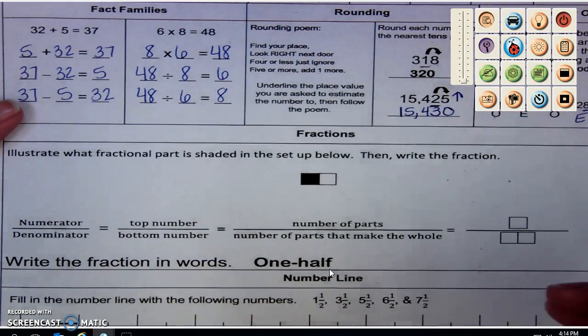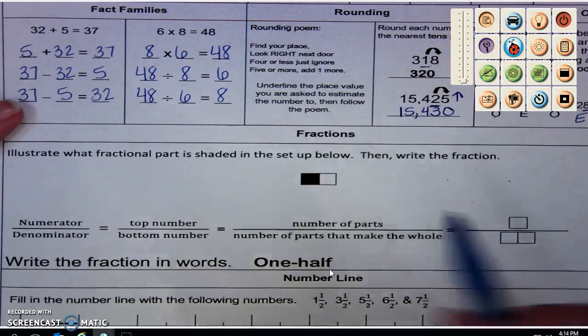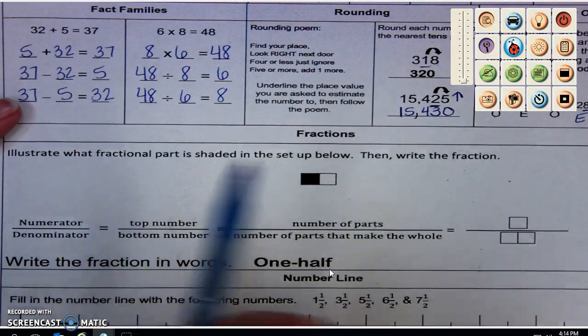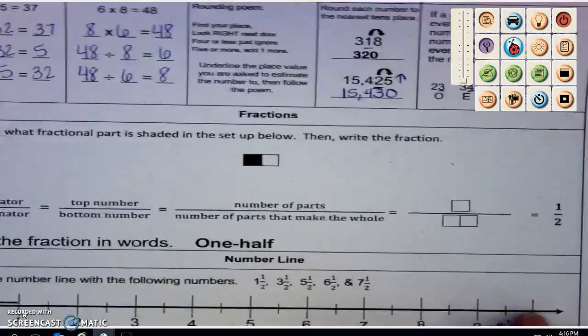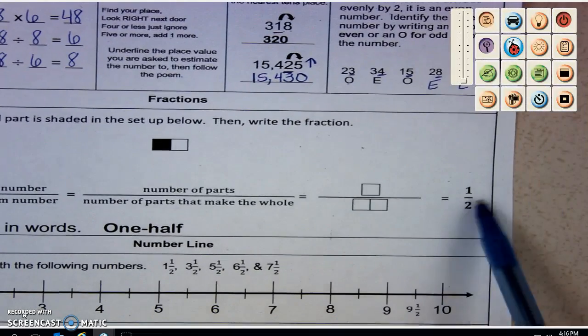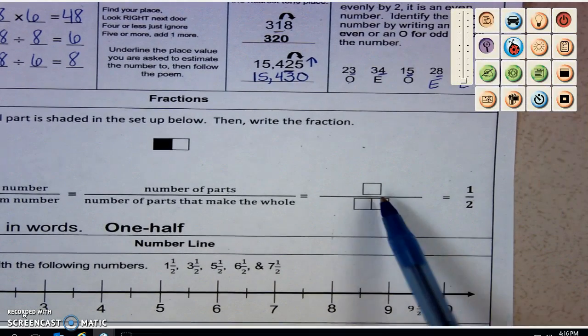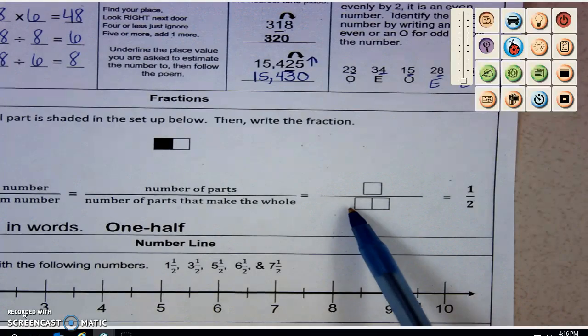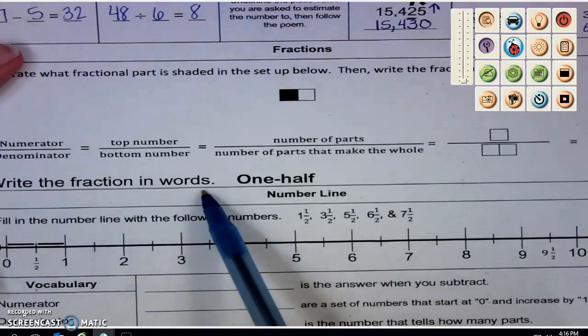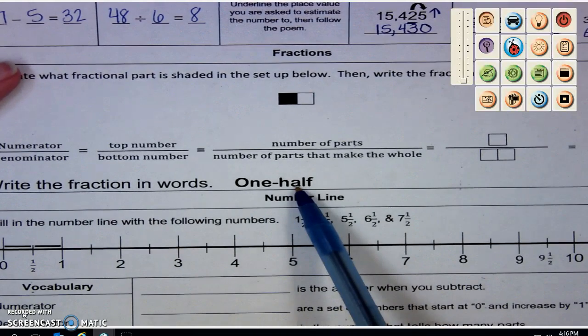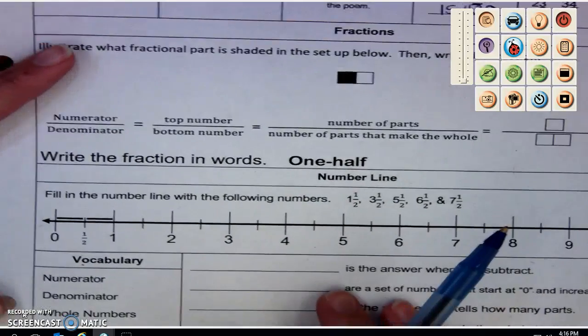All right, so in this one, they've already done it for you. They've just shown how to do it. So this represents 1 out of 2, okay? And we write the fraction in words, 1/2. That's how we write it, okay?